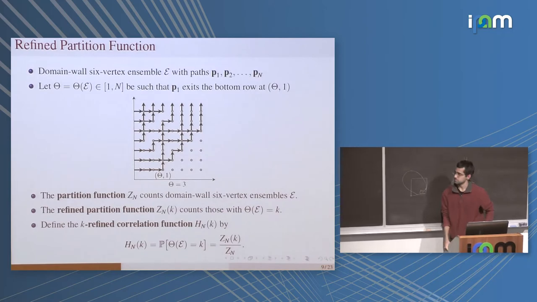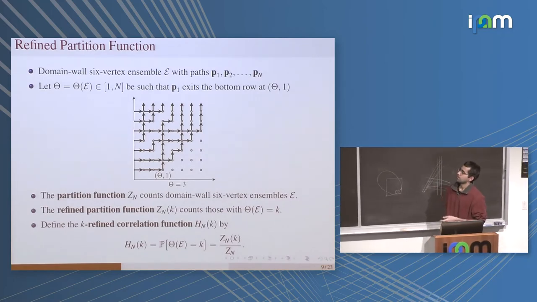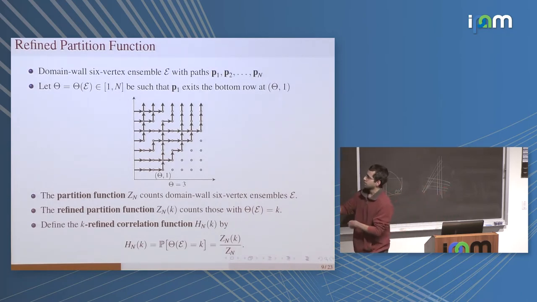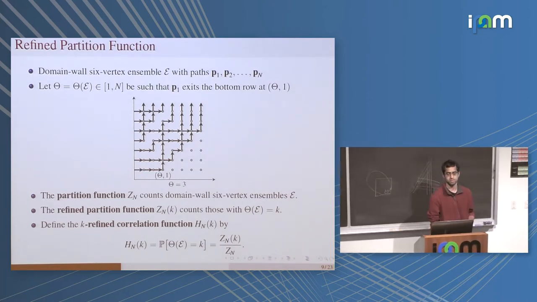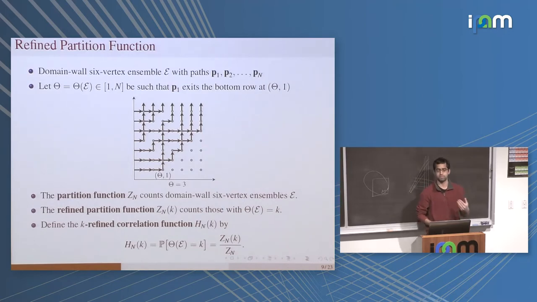In order to describe this heuristic, I think it was more or less also described in the previous talk, I'll derive it again with a slightly more detailed explanation. So we'll start with a domain wall six-vertex ensemble E, and its paths are P1, P2, and so on, starting from the bottom to top. We'll let theta denote the location where P1 exits the bottom row. So in this case, theta is 3. It goes horizontally for 3 steps, and then it exits by 1. So I'm just letting theta be the number of horizontal steps taken by the bottommost path in this ensemble.